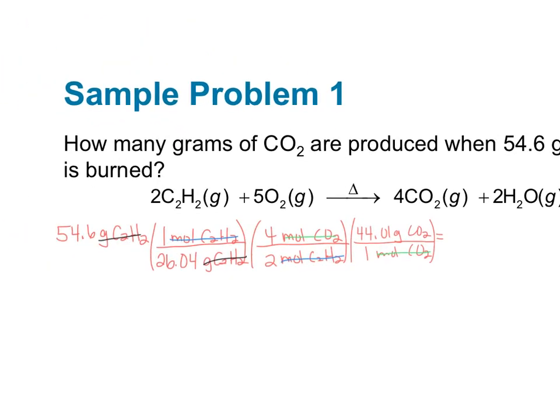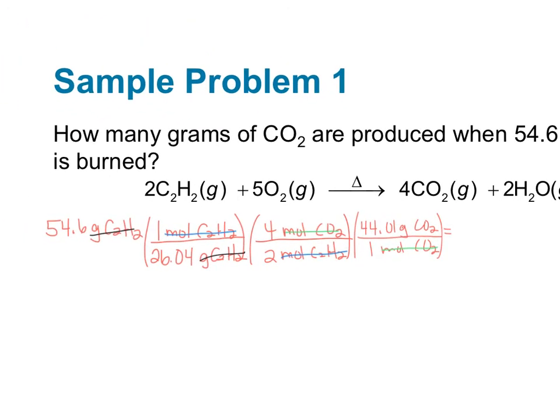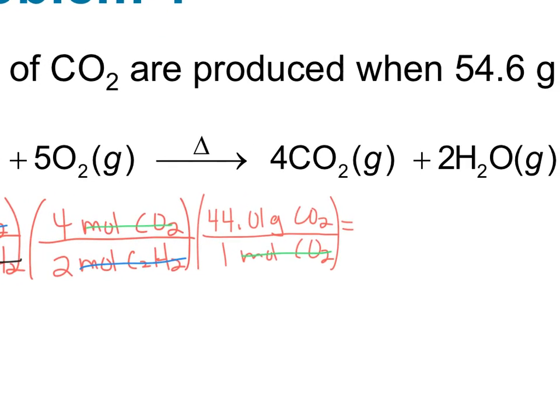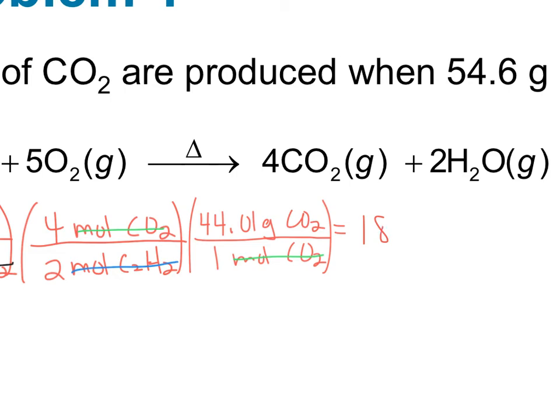So then looking at the whole problem, I see I've got 54.6 grams. I'm going to divide by 26.04. I'm going to multiply by 4. I'm going to divide by 2. Then multiply by 44.01. And then I come up to be 185 grams of CO2.